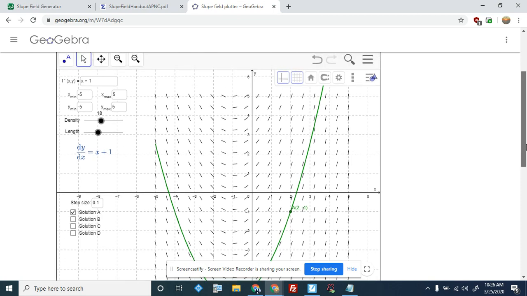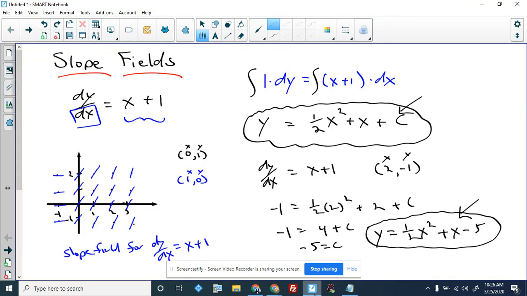And so you can get a really good idea of what the general solution is going to look like by creating a slope field. Okay, so once again, a slope field is just a visual of the family of functions differing by a constant. All right, so that's actually kind of neat.